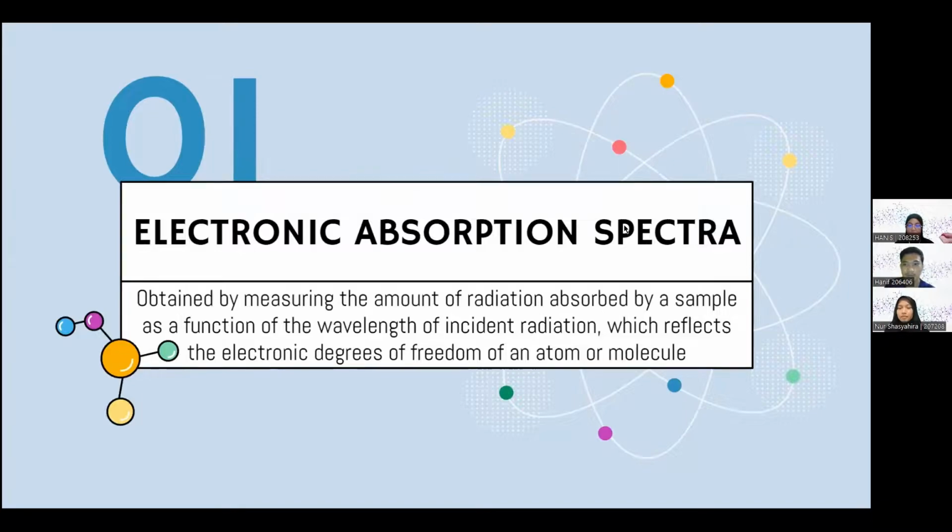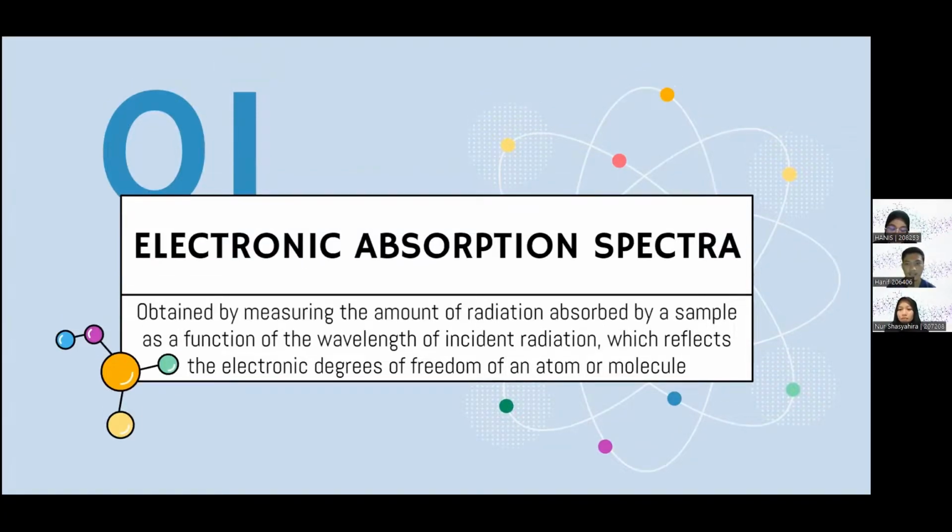Alright, thank you to our host, Hanis. Today I'm going to explain about electronic absorption spectra. It is obtained by measuring the amount of radiation absorbed by a sample as a function of wavelength of incident radiation, which reflects the electronic degree of freedom of an atom or molecule. Next slide.